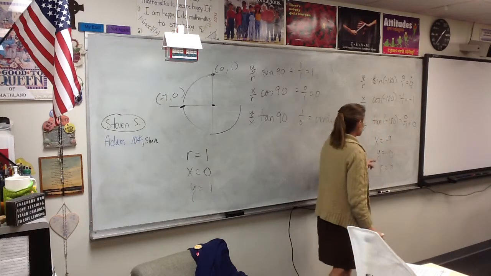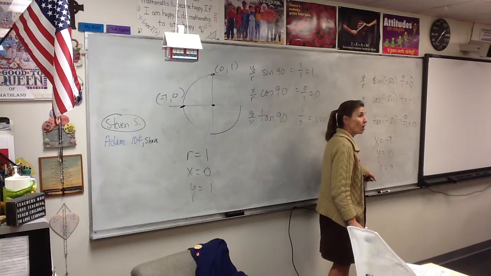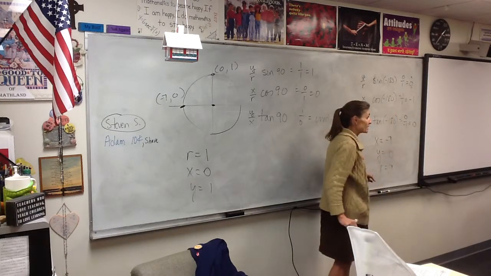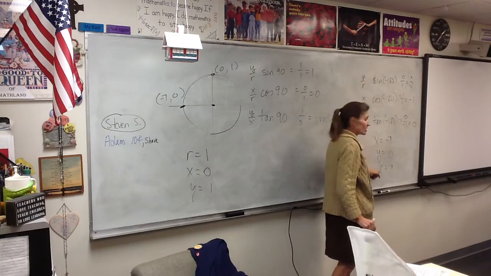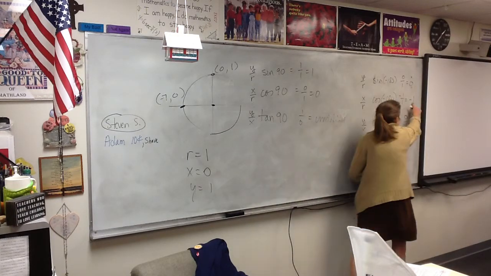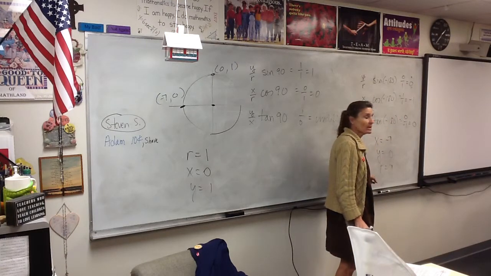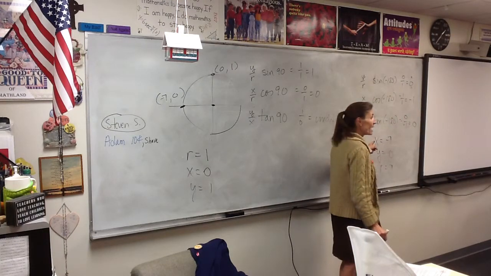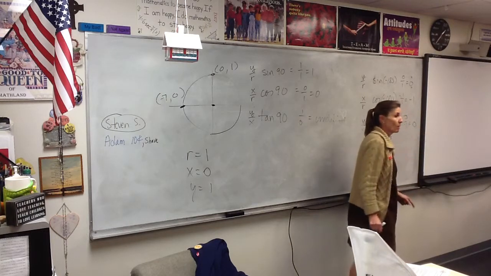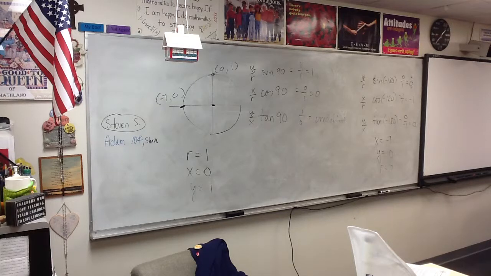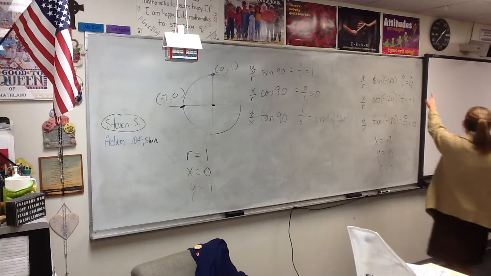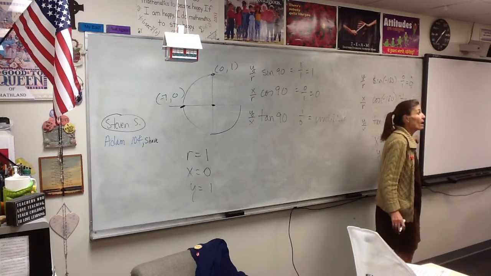Now, what happens when you put y over r? You still get 0. What happens when you put x over r? You still get negative 1. And when you put y over x, you still get 0. So the moral of the story is, it doesn't matter what radius you use. But I always use 1 because that's the easiest one. You can use whatever radius you want. These answers will be the same for everybody.